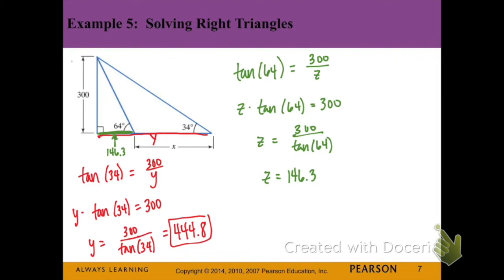So in the end, I need to remember that I'm trying to solve for x. So I'm going to take my y value, 444.8, and subtract off my z value, 146.3. So x is just going to be y minus z.